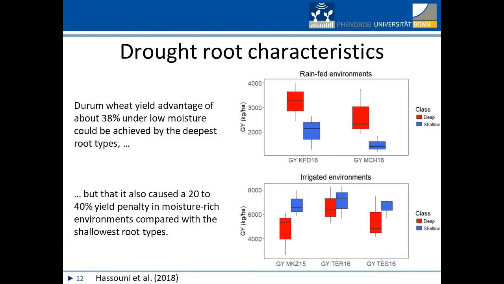But now let's have a look at the irrigated treatments, shown in the bottom panel. In case of irrigation, the deep rooting genotypes performed worse as compared to the shallow rooting genotypes. The yield penalty was 20 to 30% over the whole three environments, compared with the shallow root systems.